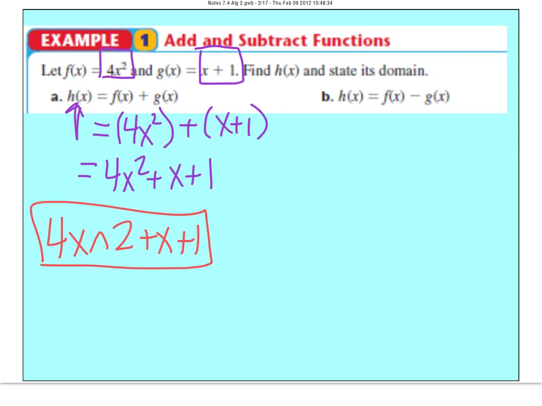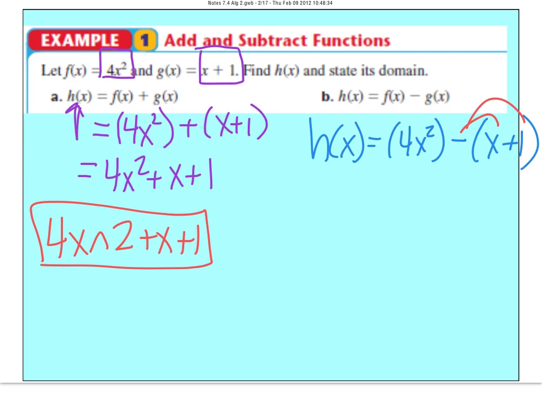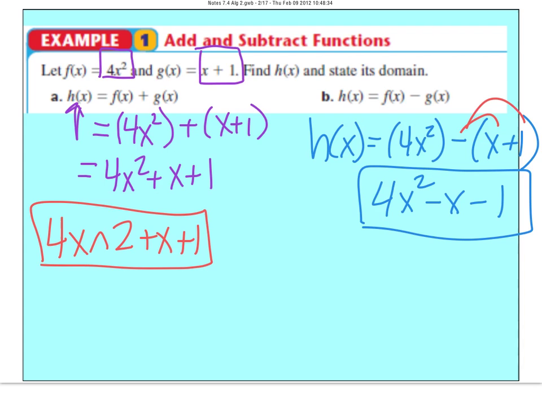Okay, let's take a look at the subtraction. So for letter B here, h of x, it's just a label. That's all it is. It says take the f function, which is 4x squared, subtract from it the g function, which is x plus 1. Now you are going to have to distribute through this negative. And when you do that, you're going to get 4x squared. A negative times x is negative x. A negative times a positive 1 is negative 1. Again, there are no like terms, and that is your final answer.